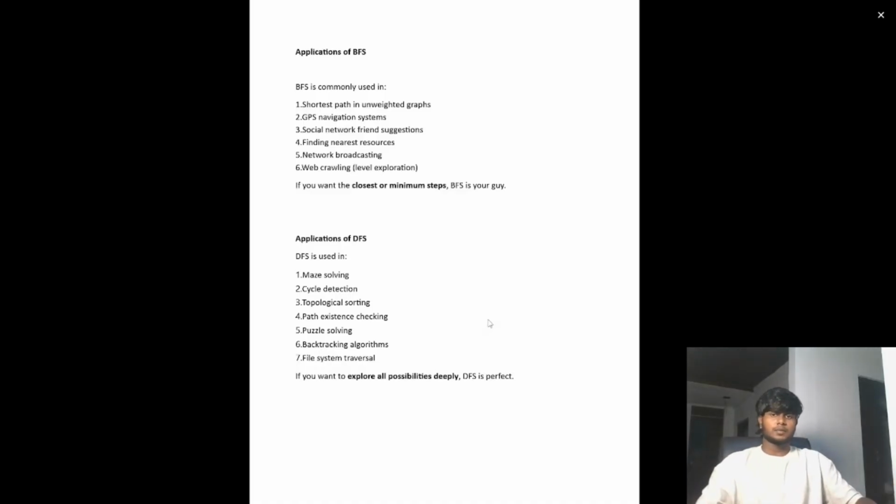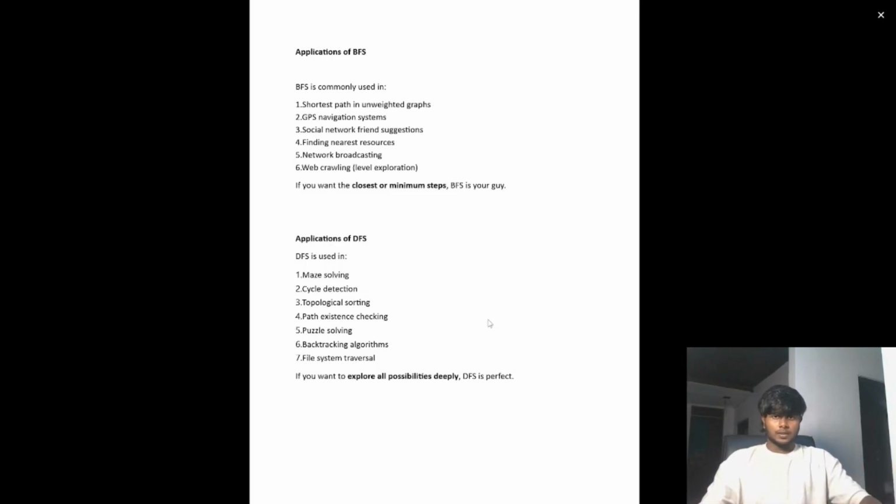Applications of BFS. BFS is commonly used in shortest paths in unweighted graphs, GPS navigation systems, social networks, friend suggestions, finding nearest resources, network broadcasting, and web crawling. If you want the minimum, BFS is your guy.